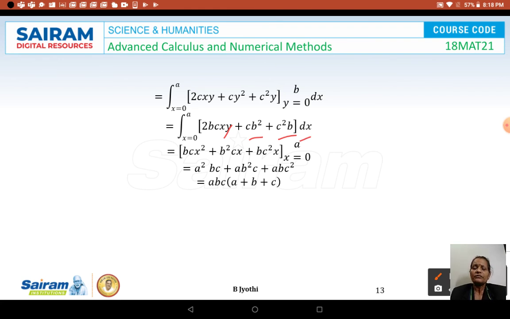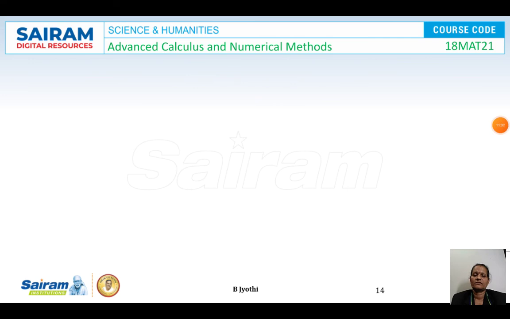And this on integration with respect to x, what I get is bc x square by 2. This 2 will be cancelled with the x square by 2, and b square cx and bc square x, where x is from 0 to a. Then what I get is a square bc plus ab square c plus abc square. Then we can take abc outside, we get abc times (a plus b plus c). This is the required integral we are getting. Thank you.